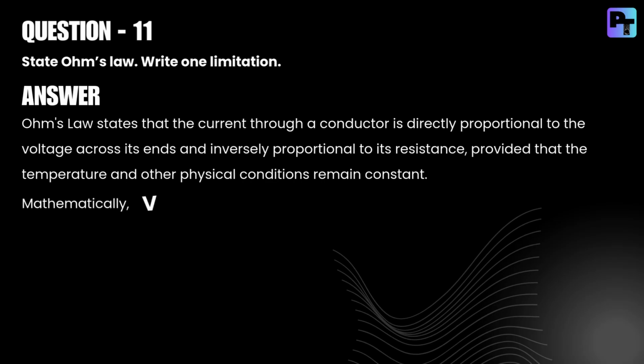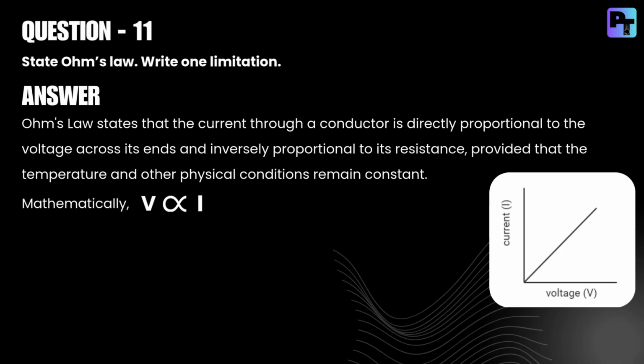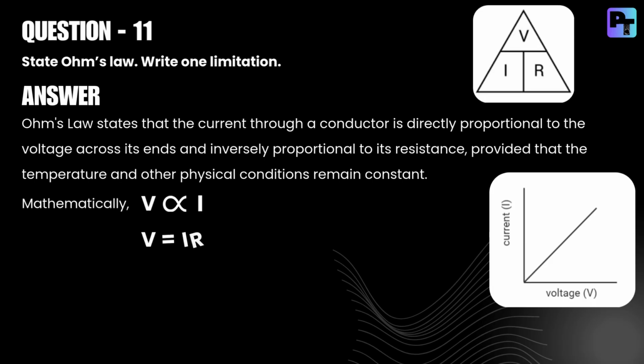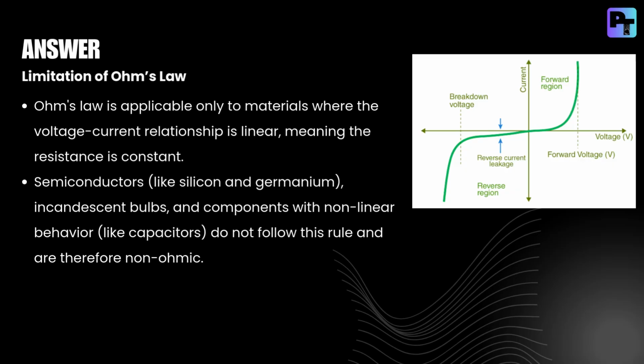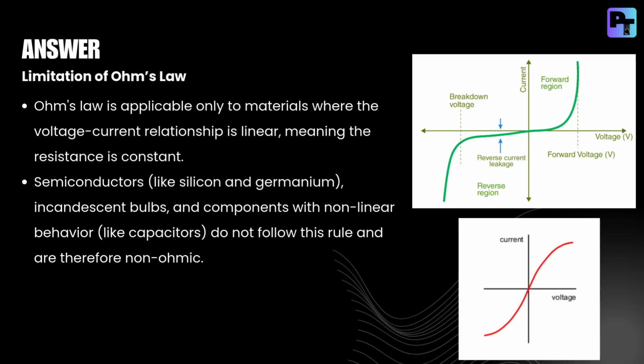Mathematically, voltage V is directly proportional to electric current I, hence V equals I into R, where R is known as resistance of the conductor. Limitation of Ohm's law. Ohm's law is applicable only to materials where the voltage-current relationship is linear, meaning the resistance is constant. Semiconductors, like silicon and germanium, incandescent bulbs, and components with nonlinear behavior, like capacitors, do not follow this rule and are therefore non-ohmic.